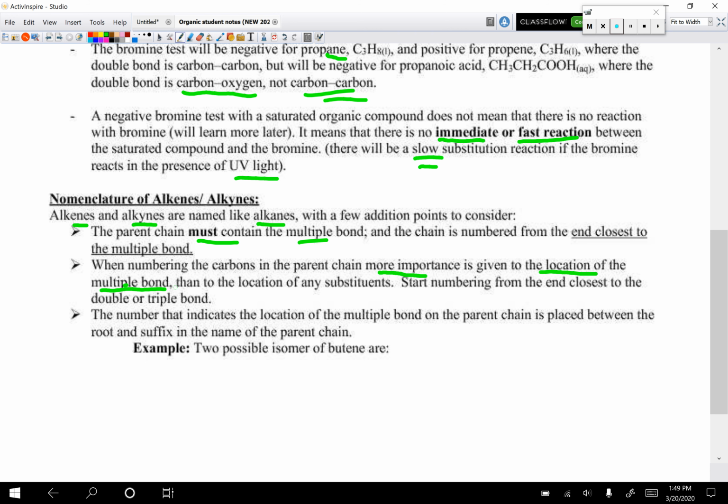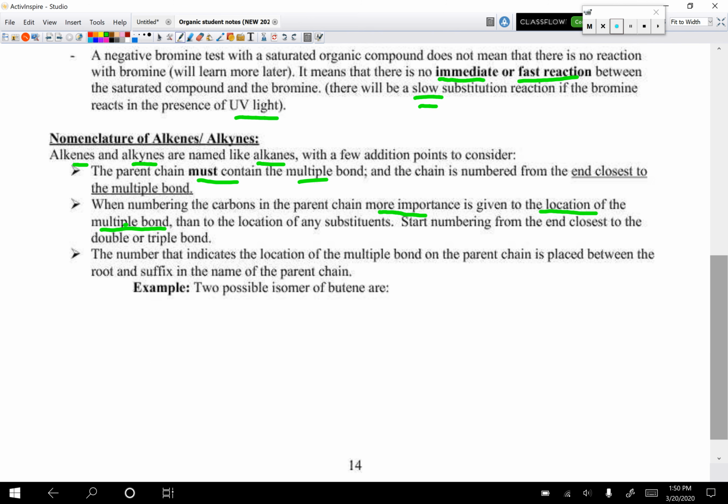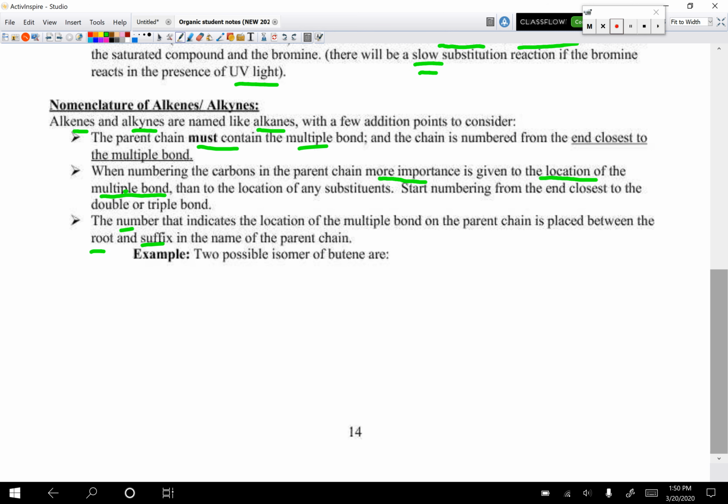So in our alkanes, carbon 1 was close to our first branch. Now it needs to be closest to our multiple bond. So we're going to start numbering from that end. All right, and of course we need to identify where this multiple bond is. So we are going to place a number in between the root and the suffix of our name. All right, so I'll give you an example, 2 isomers of butene. So we can have butene with the multiple bond here or the multiple bond here.